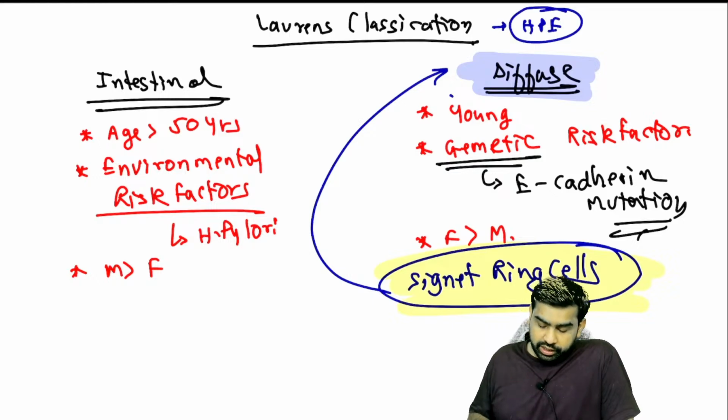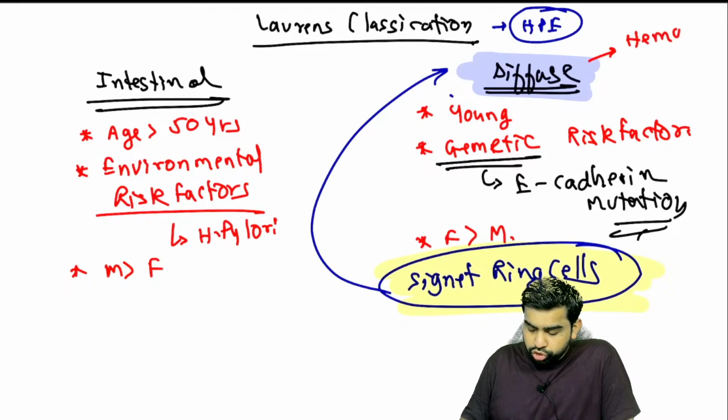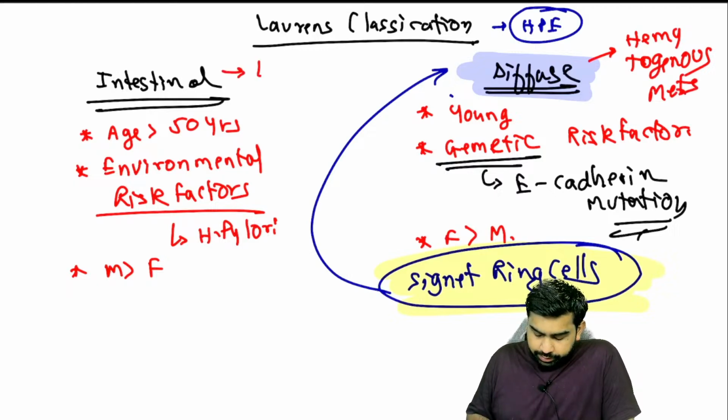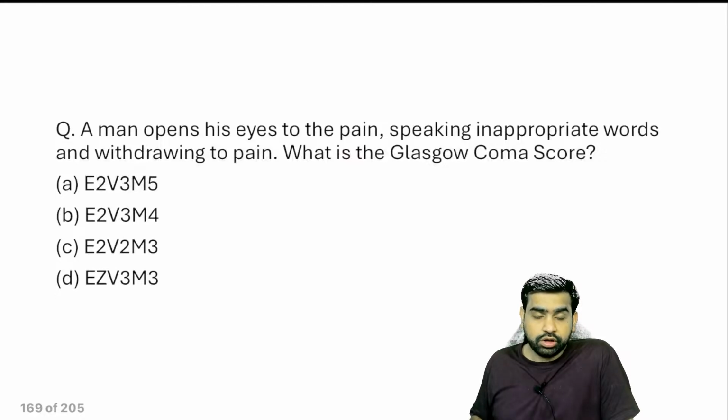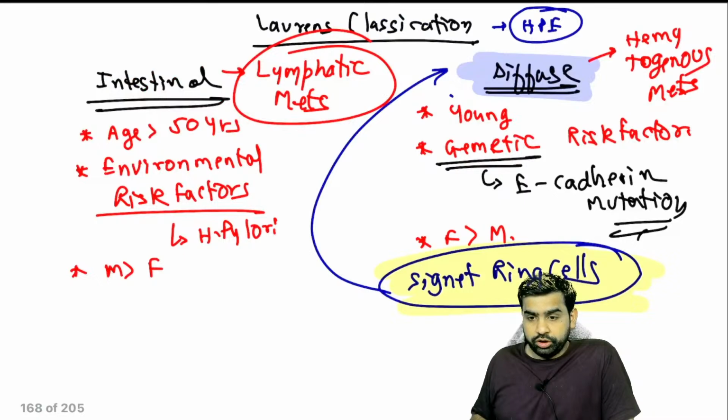Now, the diffuse type of the gastric cancers have more hematogenous metastasis. Hematogenous mets are present over here. In the intestinal type, they are the lymphatic mets. Lymphatic mets are seen in your intestinal type. Hematogenous mets are seen in your diffuse type. Very, very important. I hope you are able to understand this point.